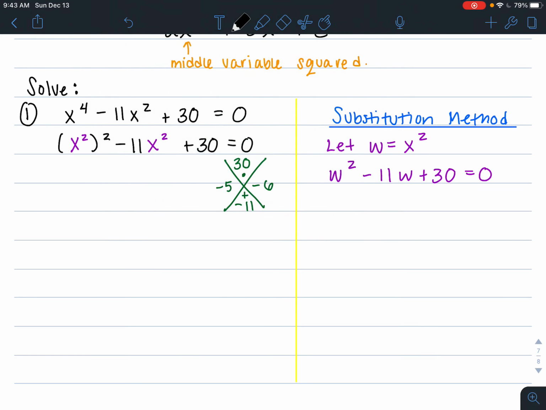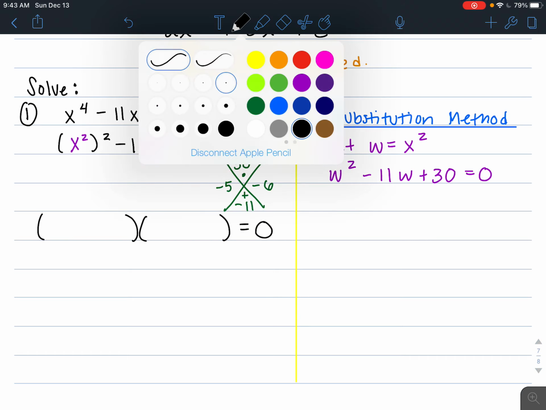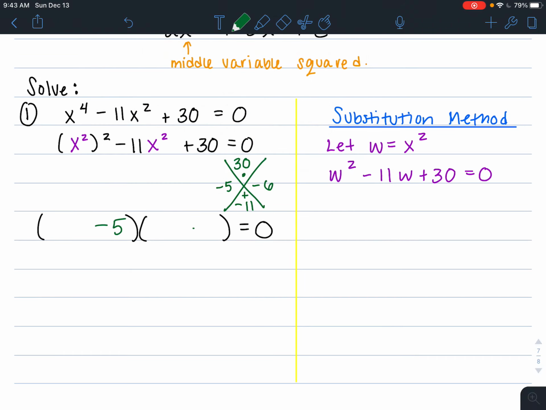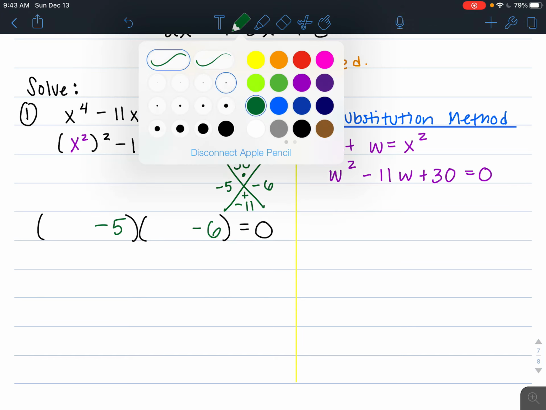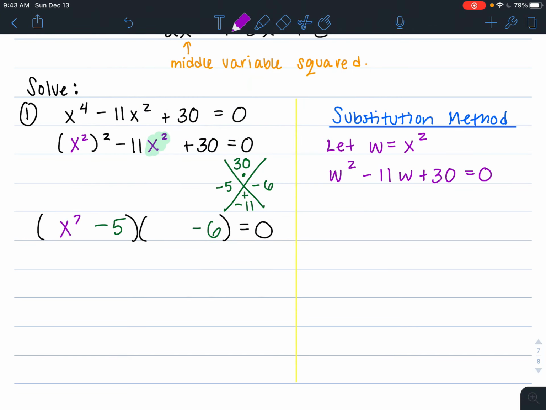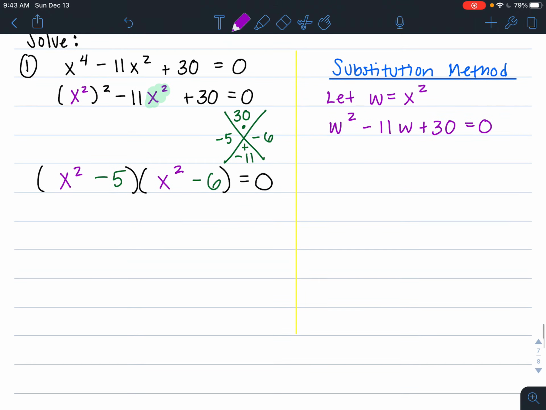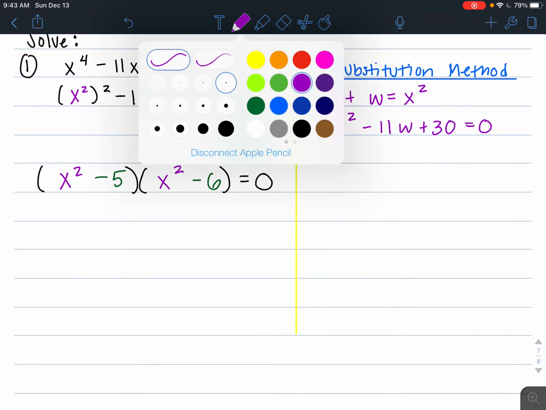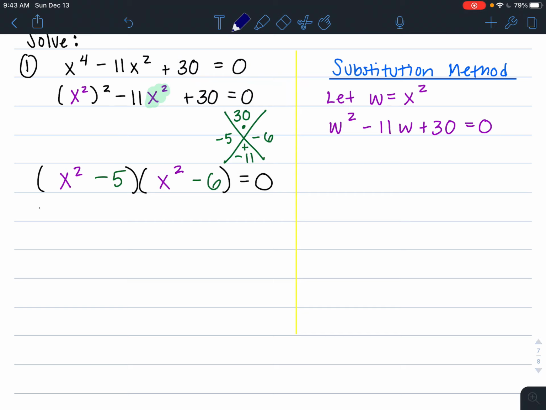So when I go ahead and factor this, my negative 5 and my negative 6 are the two numbers that go in the end. And then all you do is take this middle variable, and that's what goes in the front spot. So I get x squared minus 5 times x squared plus 6. Then we're going to set them both equal to 0 and solve for x.